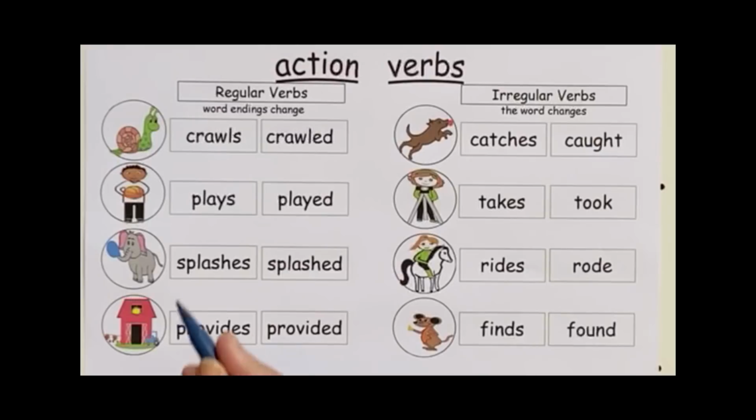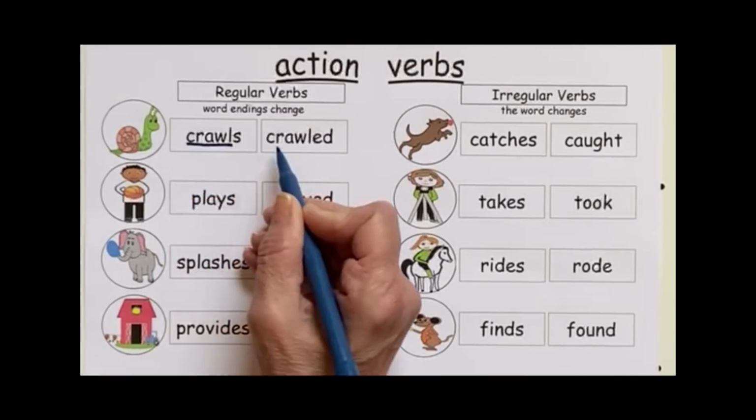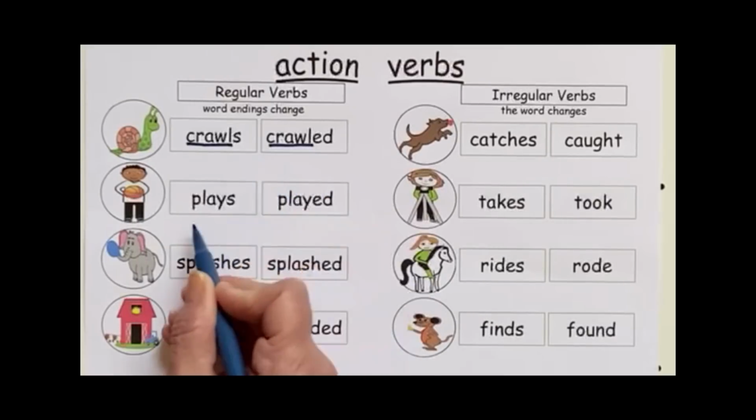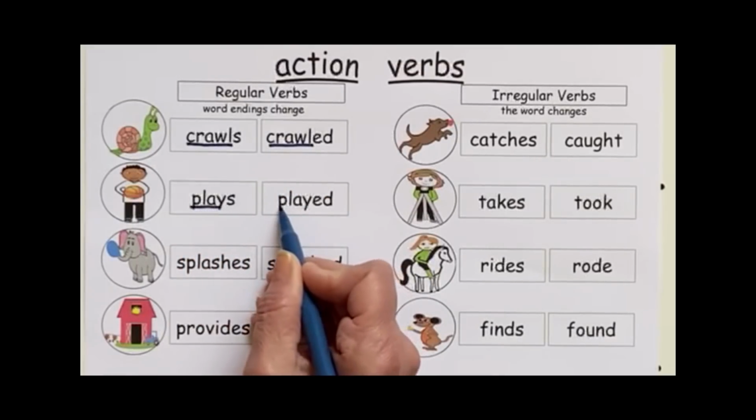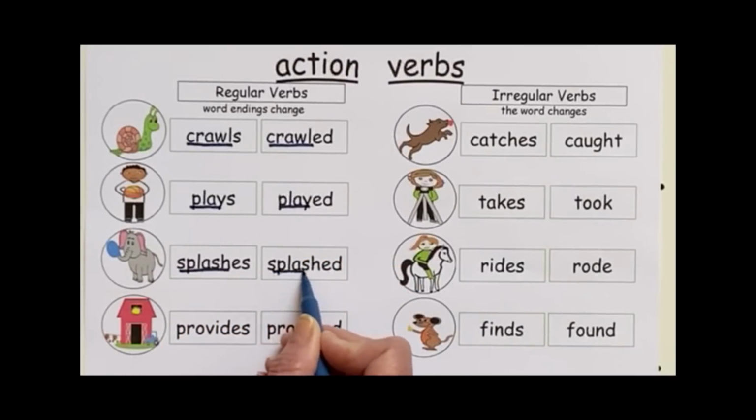So basically they all have the same base word: crawl, play, splash, and provide.